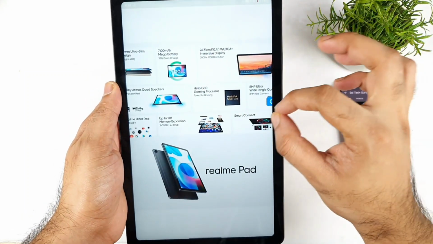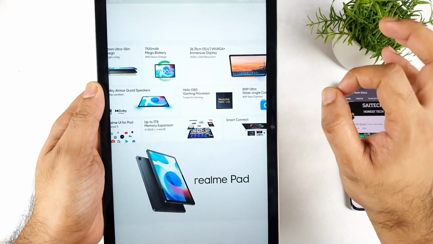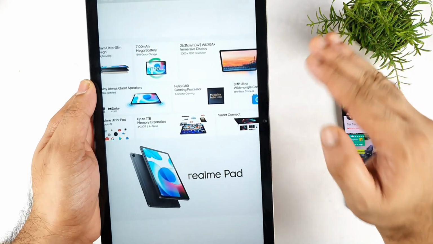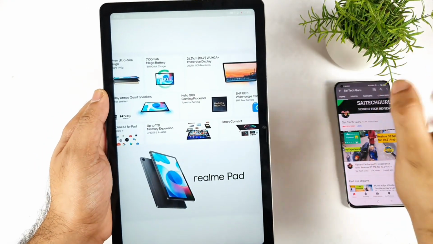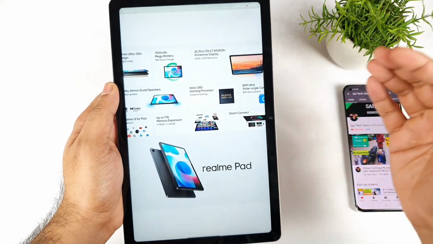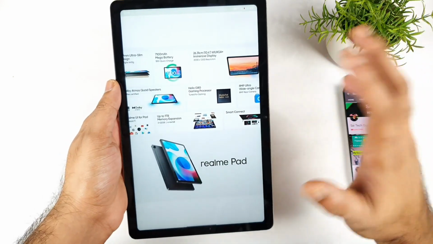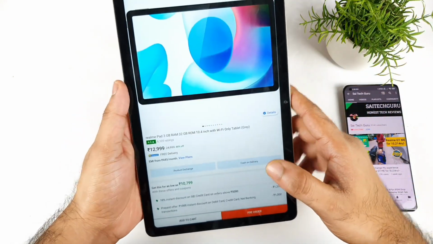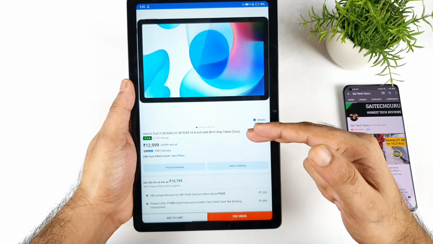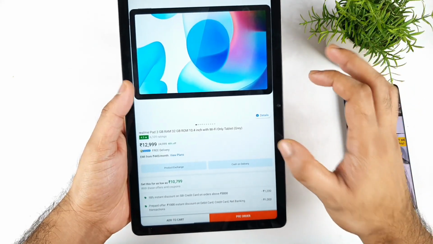And trust me friends, for this price, the Helio G80 processor is a beast which you can get for 10,000 rupees. Because if you look at other tablets, they have the Helio P22 or P20, somewhere around that kind of processor, which is a much less powerful chipset than the Realme Pad. This is one reason which I can definitely tell you.